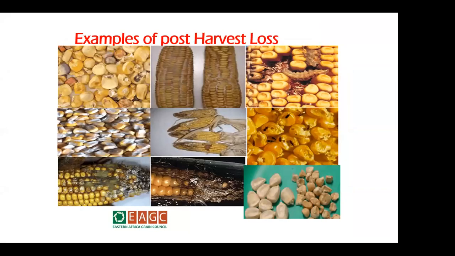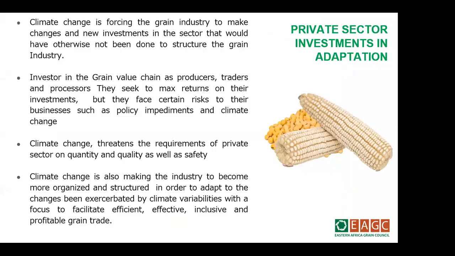Some of the examples of post-harvest losses that we are experiencing is what I have on screen, where most of the maize after production is not available for consumption, which again is interfering with food production.